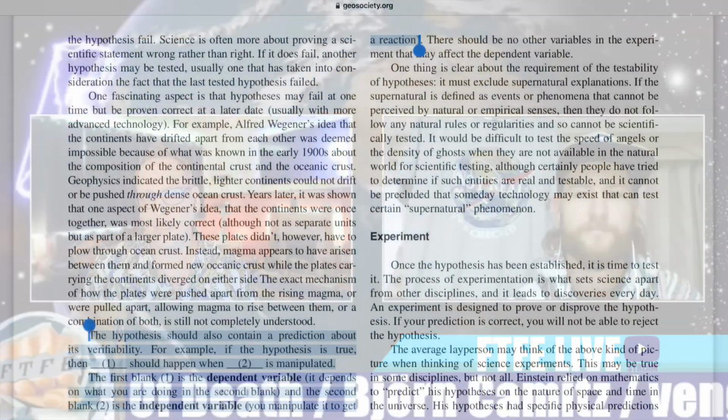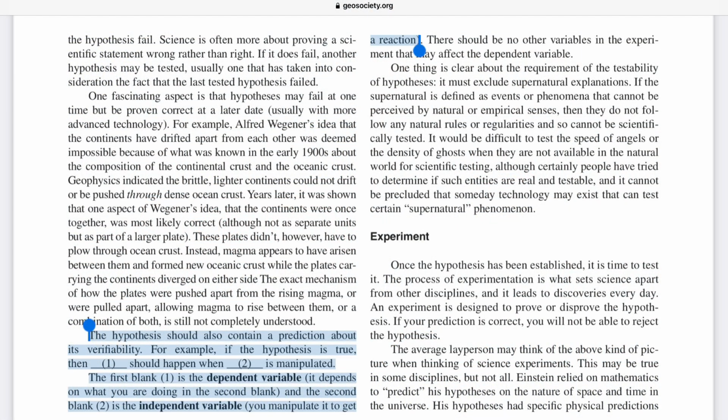They're not the same thing. You get your hypothesis, which has your IV and your DV, and you use that hypothesis to make a prediction about future events. The hypothesis isn't the prediction; they are different things. Well, what about from geosociety.org? The hypothesis should contain a prediction about its verifiability.